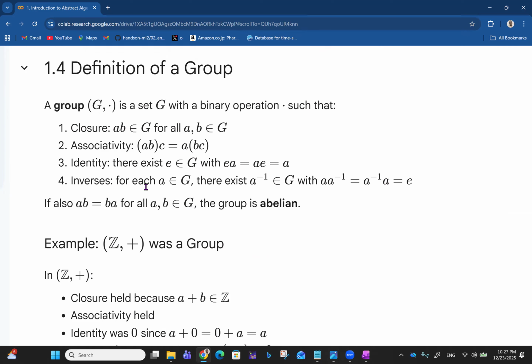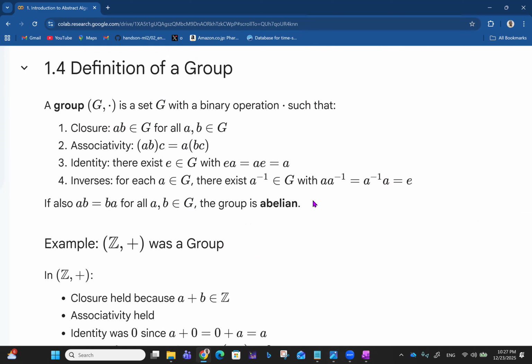Then we have inverses. For each A belonging to G, there exists A inverse belonging to G with AA inverse equals A inverse A, which is equal to the identity element. So if also AB is equal to BA for all A and B belonging to G, then the group is said to be abelian, right? So you see that for a group to actually be a group, it consists of a set G and a binary operation, and together they obey the closure, associativity, identity, and inverse properties. But then there's this extra layer, which every group does not have to have. So that's why this point is just an extra.